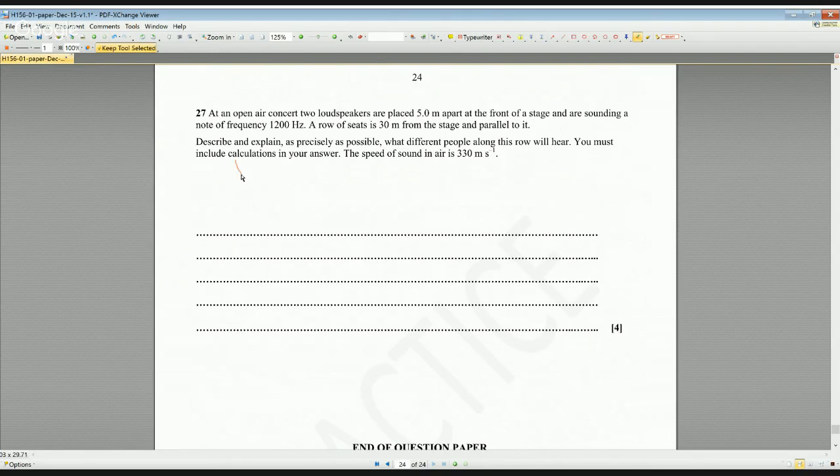So we can use our equation lambda equals ax over d in order to work out some of the properties. But first of all, let's describe what's happening. In the Young double slit experiment, you're going to get an interference pattern on the screen, or in this case on the row of seats. So along the row, volume will vary, getting louder at the maxima and quieter at the minima.